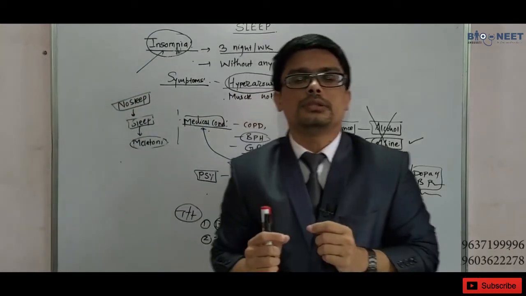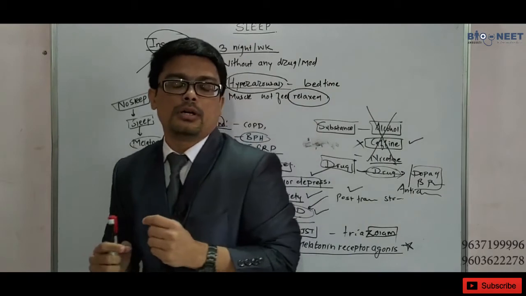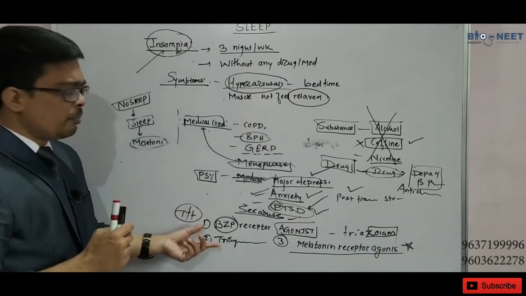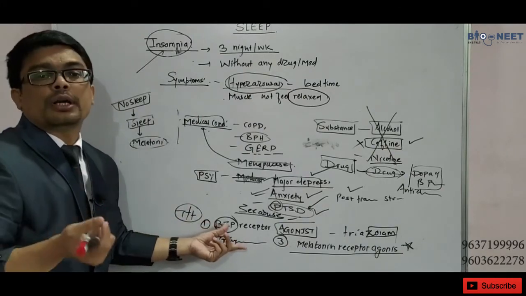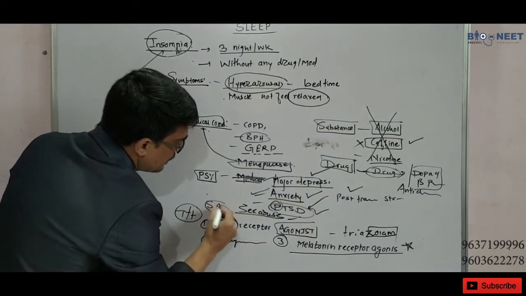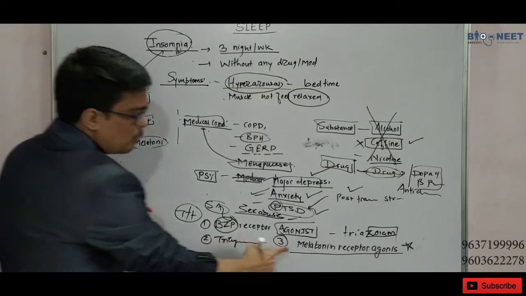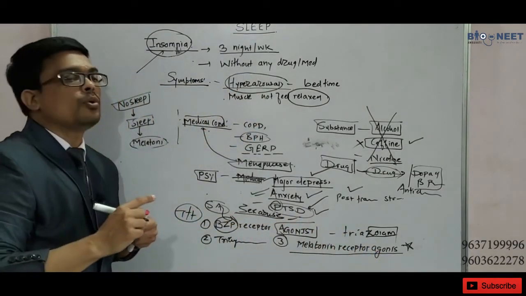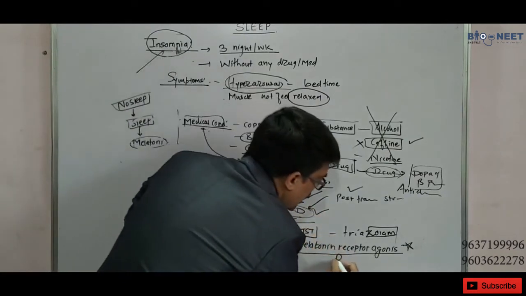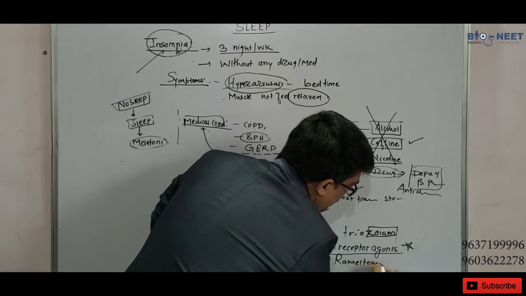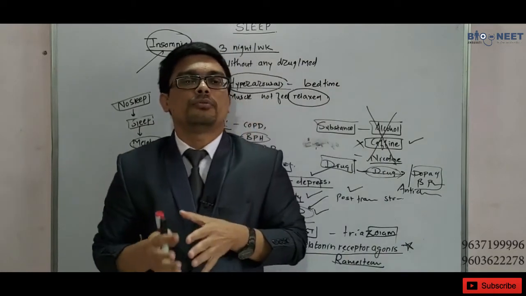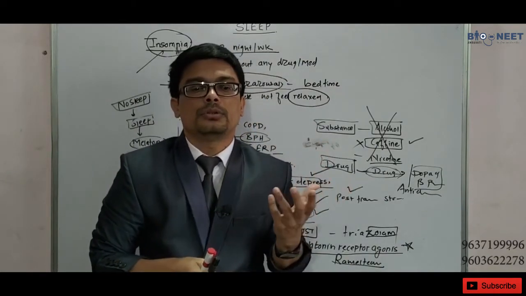So this is the first disease I want you to remember whenever you are dealing with sleep study or sleep pharmacology. For benzodiazepines, you already know, it should usually be a short acting benzodiazepine receptor agonist. For the melatonin receptor agonist, I want you to remember the example: Ramelteon. Ramelteon is the example of a melatonin receptor agonist drug. So this is all about insomnia.